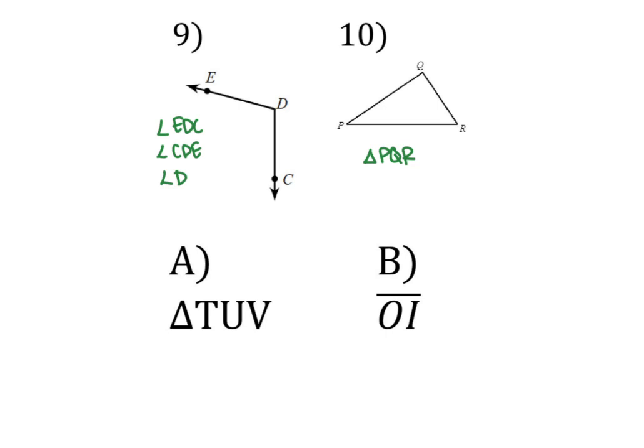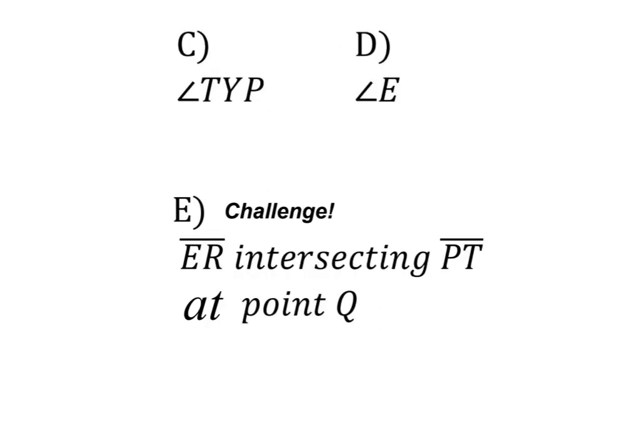Okay, and then for letter A, we're given the name of something, so we have to draw it. So this is a triangle, so it can look something like this, and we label the letters. B is a line segment with endpoints O and I. C is an angle. We just need to make sure that the letter Y is the vertex, but where we put T and P does not matter. And then D is an angle named by the vertex, so that's angle E.